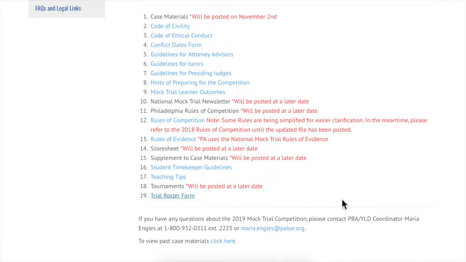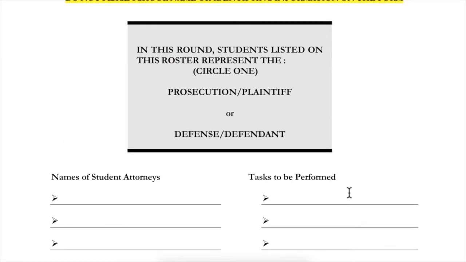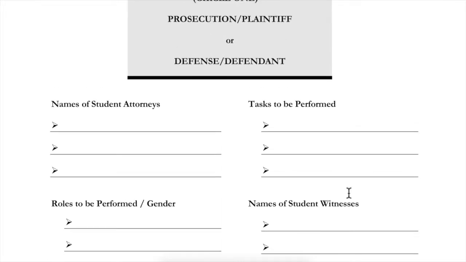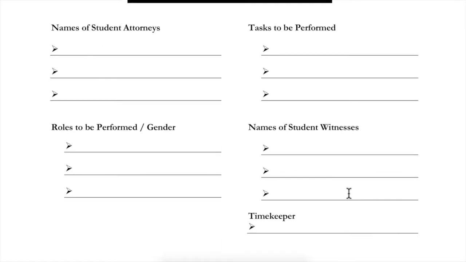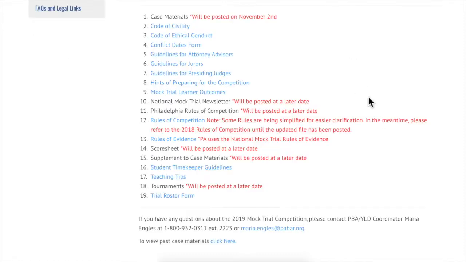The last on the list is a trial roster form. Before each competition, your teacher, coach, will hand up the roster, itemizing each name and the role that each student will perform at the competition, and that is all the information provided by the PA Bar Association.